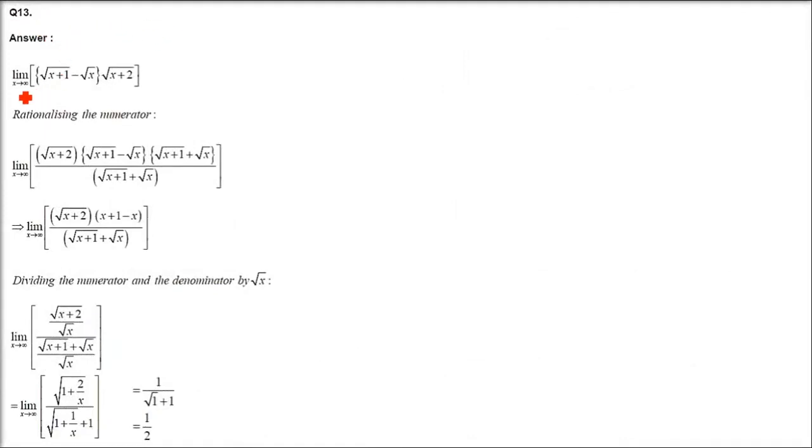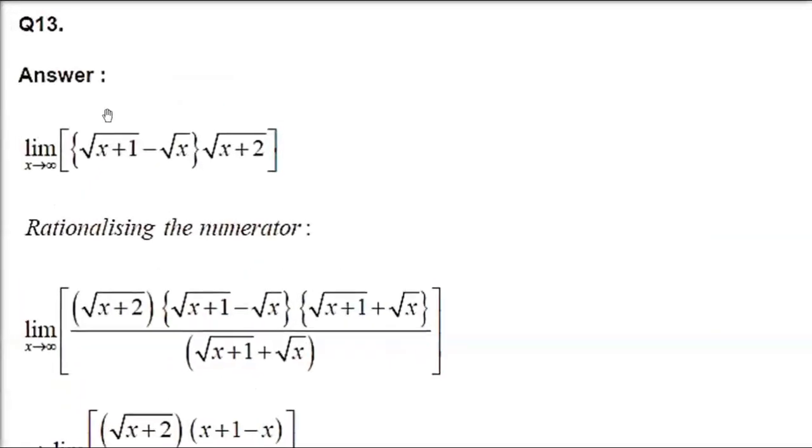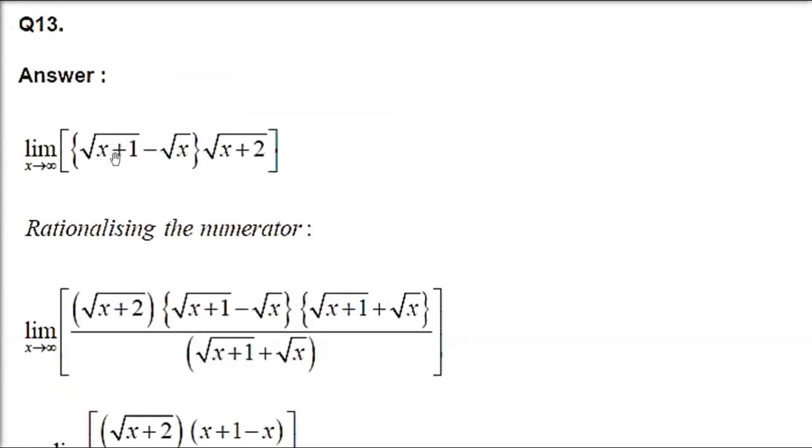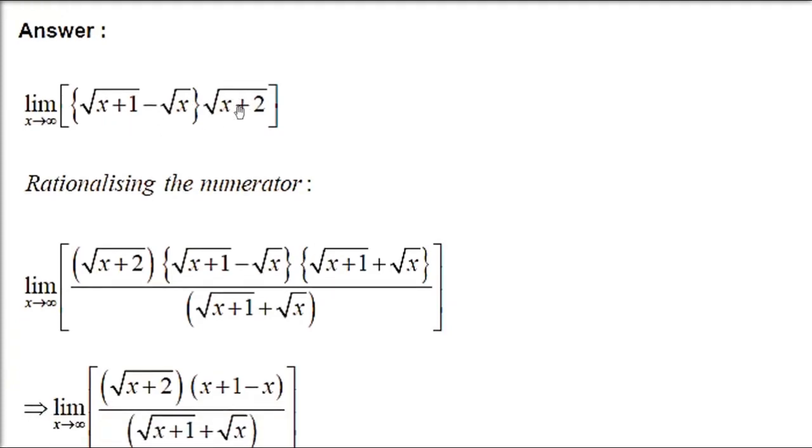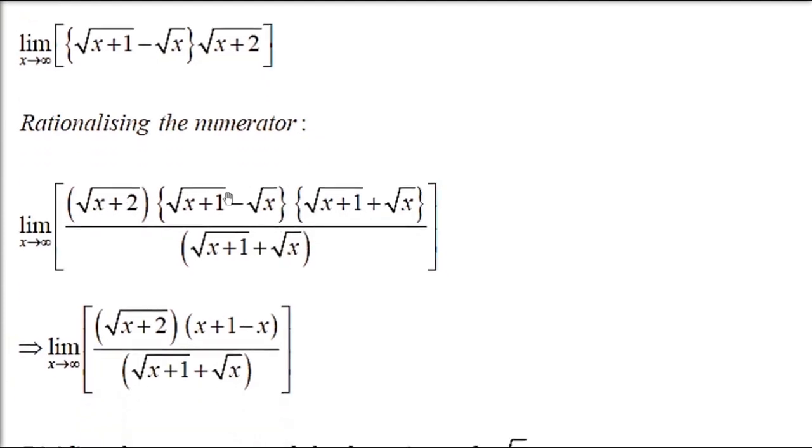So this is limit x tends to infinity, under root x plus 1 minus under root x, into under root x plus 2. If you see here, first of all, if you put x as infinity, it will be infinity in the numerator, so everywhere infinity. So you have to rationalize it. Just rationalize it first. We take under root x plus 2 separately, and now deal with under root x plus 1 minus under root x.